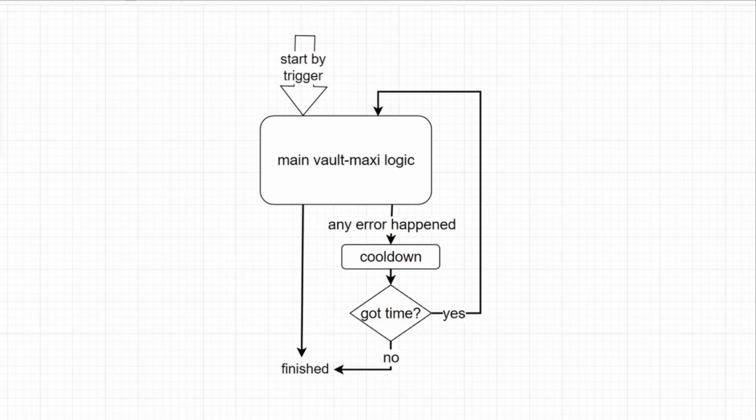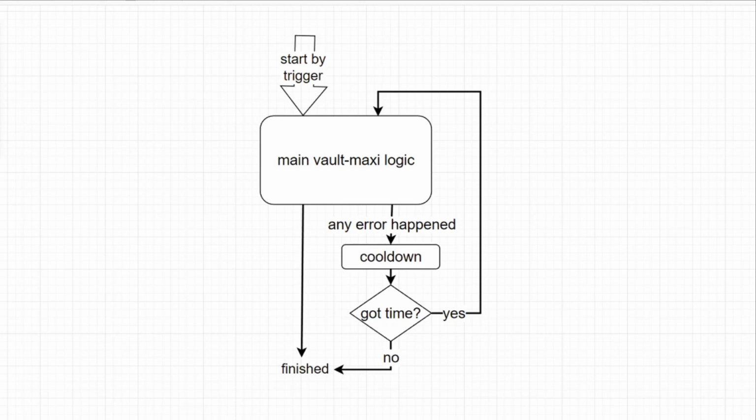If you don't know what I'm talking about here, watch the architecture video before that. There you see all the trigger and what's going on outside of the code and the structure. So we get started by the trigger. Then we have some main Vault logic or Vault-Maxi logic. We'll dive into that soon.